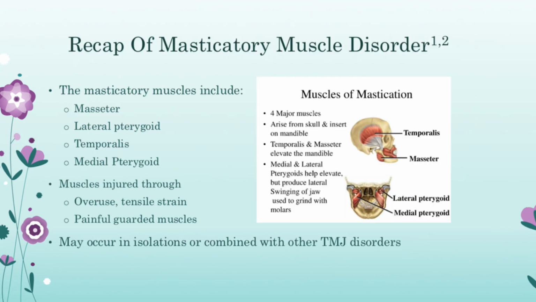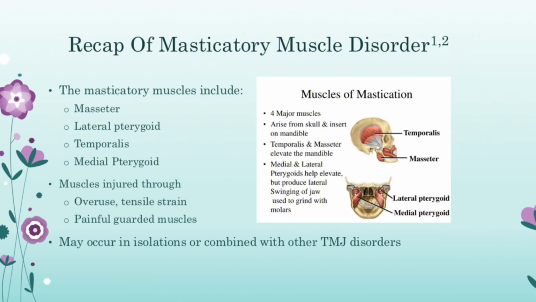We all know that the masticatory muscles are the masseter, lateral pterygoid, temporalis, and medial pterygoid. And we know that the masseter elevates, protrudes, and retracts the jaw, while the lateral pterygoid depresses and protrudes. The temporalis does retrusion and elevation, and then the medial pterygoid does protrusion and elevation as well. And they all help the jaw move in lateral directions.